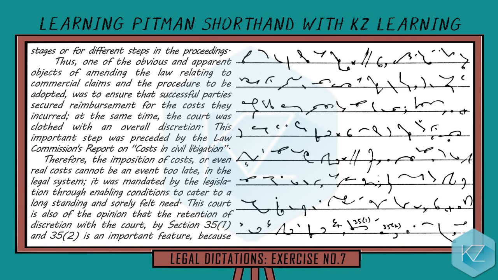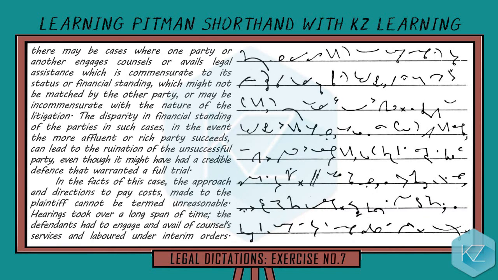This court is also of the opinion that the retention of discretion with the court by section 35(1) and 35(2) is an important feature because there may be cases where one party or another engages counsels or avails legal assistance which is commensurate to its status or financial standing, which might not be matched by the other party or may be incommensurate with the nature of the litigation.